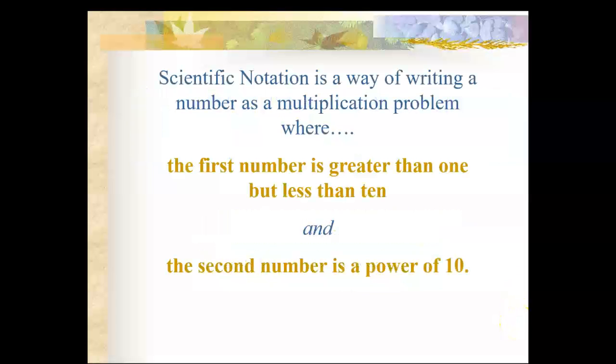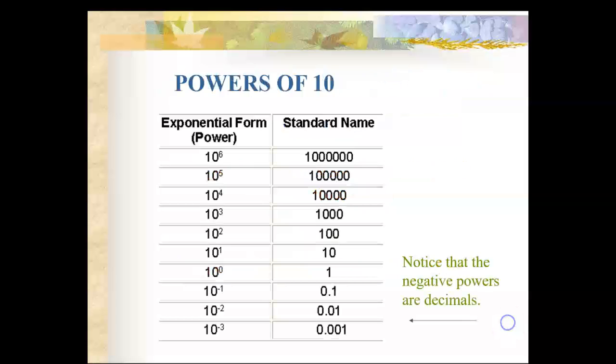Scientific notation is a way of writing a number as a multiplication problem, where the first number is greater than 1, and then you multiply it by a number that is a power of 10. So you've got something between 1 and 10 to start it, and then it's multiplied by a power of 10, 10 to the 1, 10 to the 2, 10 to the minus 5, and so forth.